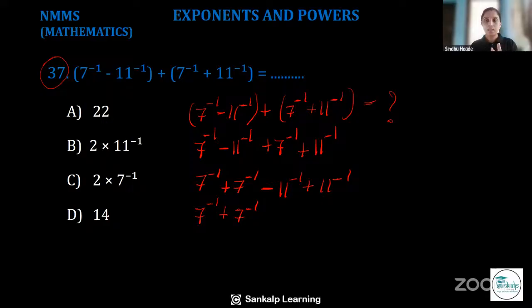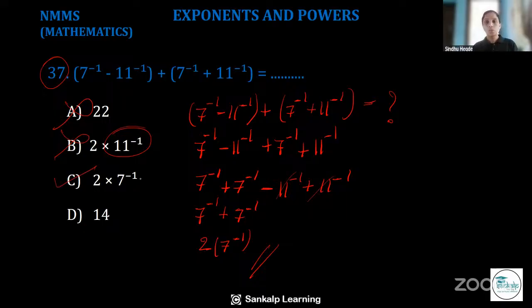7 raised to minus 1 should add 2 times. So we get 2 times 7 raised to minus 1. So 2 times 7 raised to minus 1 remains. This is our answer. So here option A is wrong. B is also wrong because the 11 raised to minus 1 term gets vanished here. It cancels out. So option C, 2 into 7 raised to minus 1, is our answer. So the correct answer is option C.